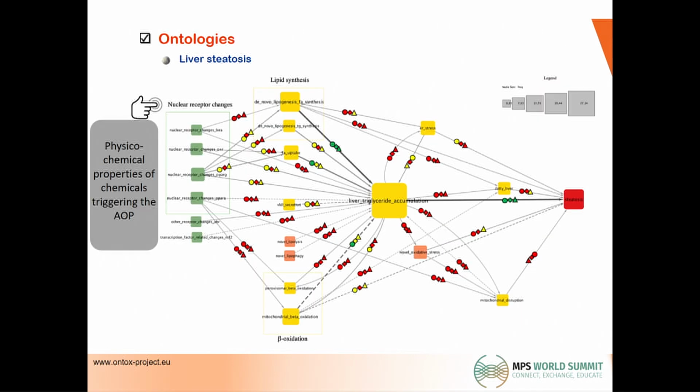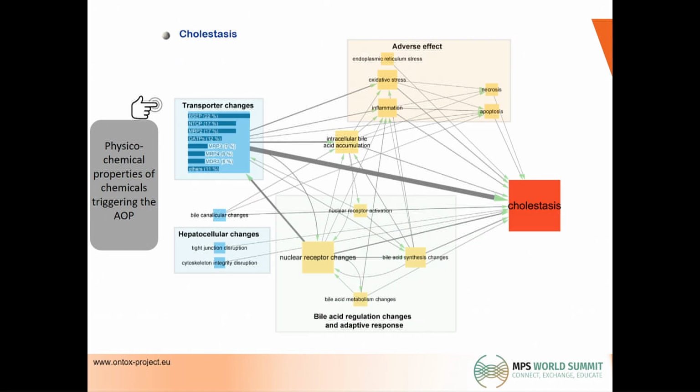All right, so then moving to the actual ontologies, and remember that these are exactly the same as QAOP networks, with that difference that they take into consideration the physicochemical properties of the chemicals that induce not only AOPs as such, but even individual key events as shown here. But this is work in progress in the Ontox project.